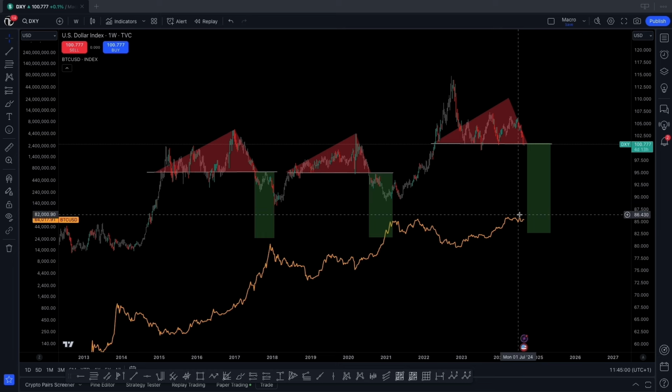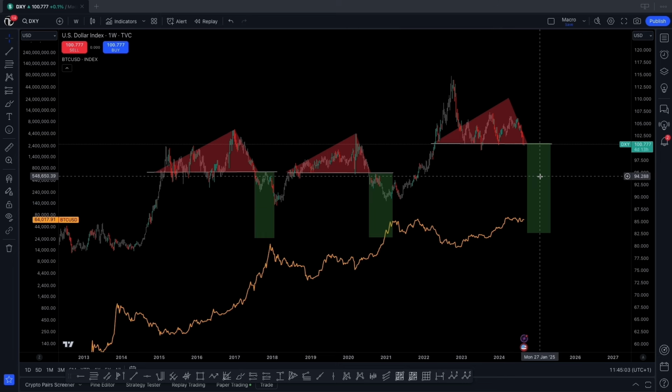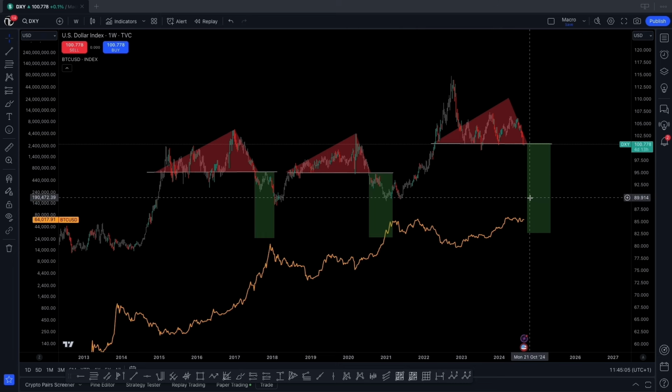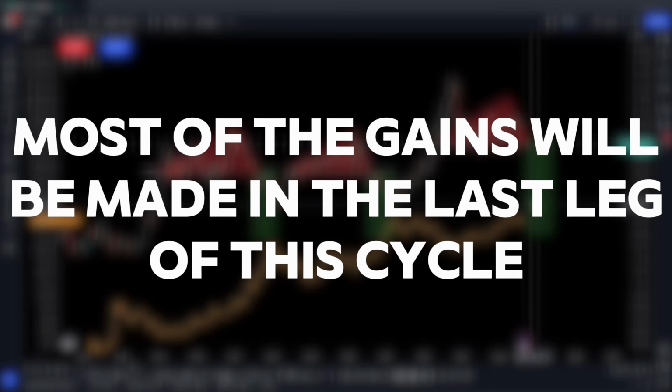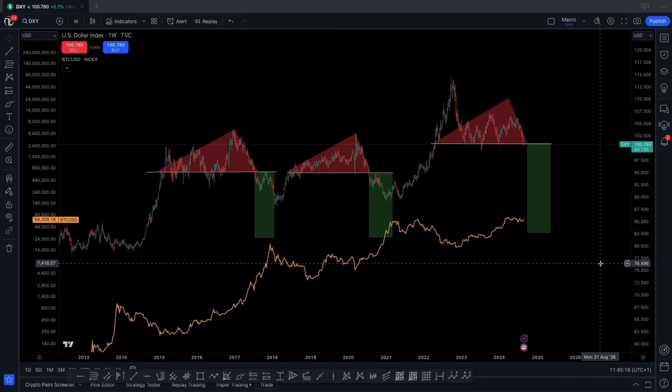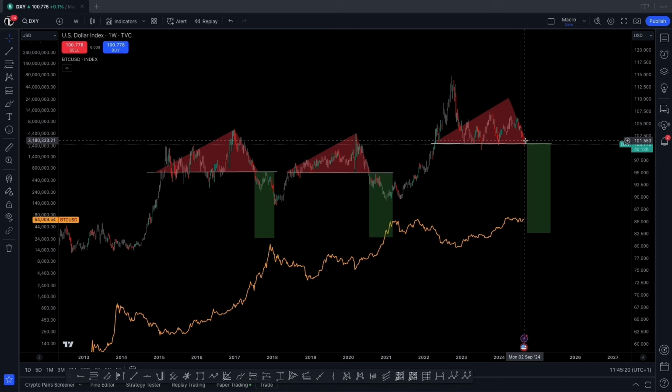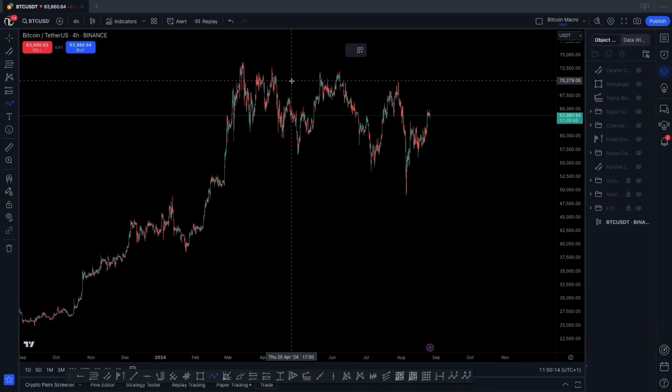I believe that the final leg of this bull market is yet to come. My thesis is based primarily on retail sentiment and my macro analysis of the DXY, and most of the gains will be made in the last leg of this cycle, in my opinion. Now, should the DXY bounce from here and show strength, I would not consider my thesis invalidated. However, I would anticipate Bitcoin to continue to stall at and around its current price range.